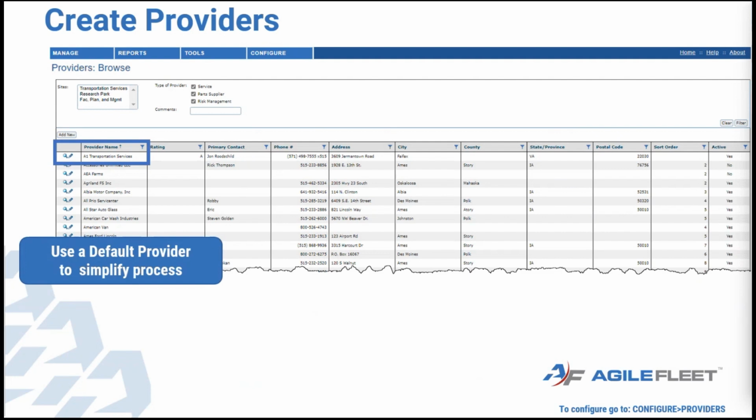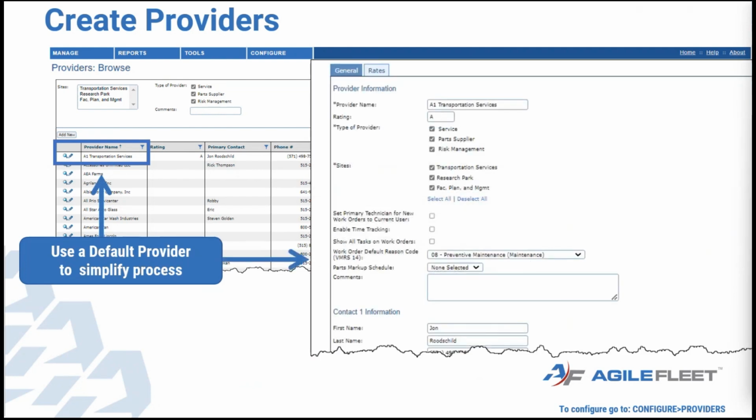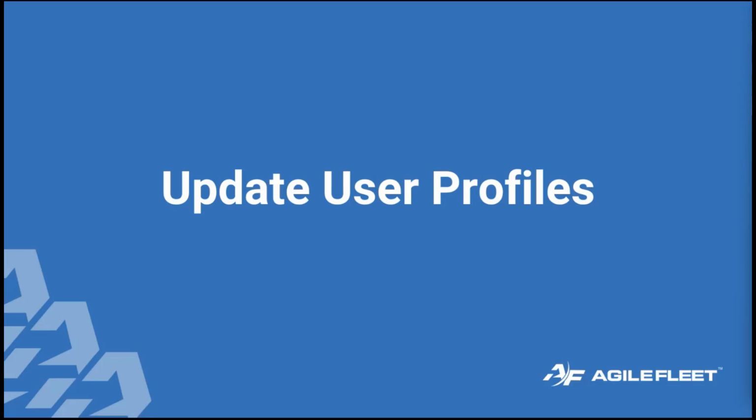Ultimately, the main thing that you do want to bear in mind is that there does need to be at least one default vendor or provider set up within the system, and one that we typically use within our Agile Success site is the A1 Transportation Services. Having a default provider really helps simplify the process. It's kind of the go-to, but those providers can be changed if you need to while you're going through the work order process.